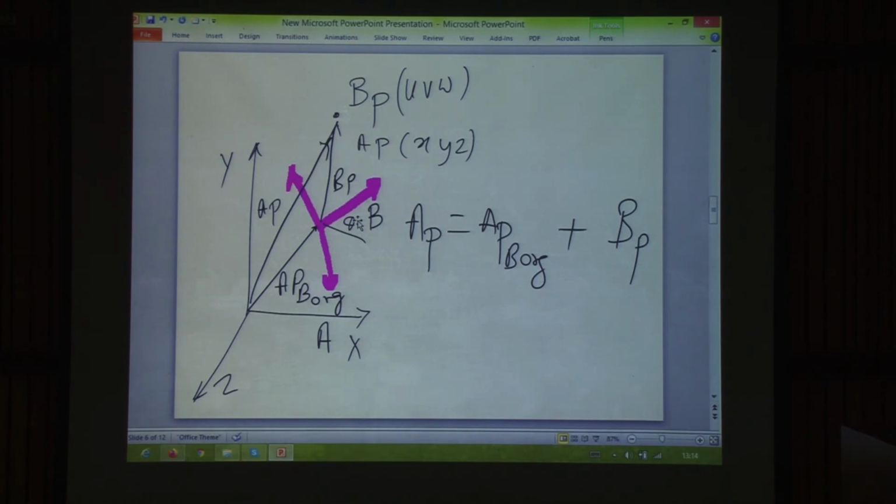Multiply by what? Multiply with what? No, why multiply?